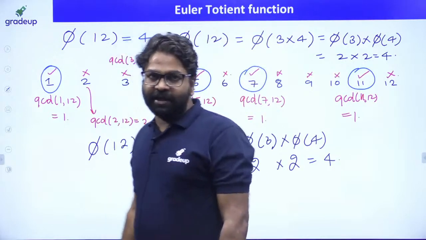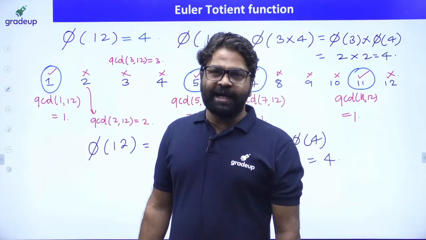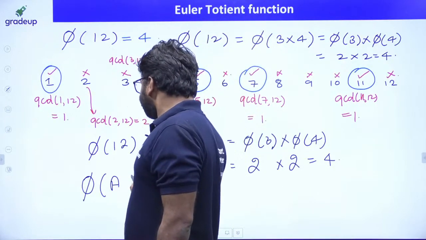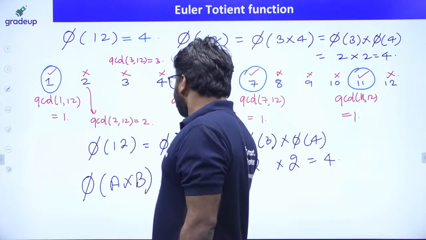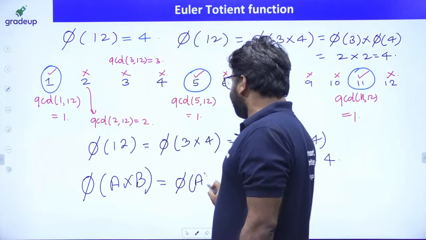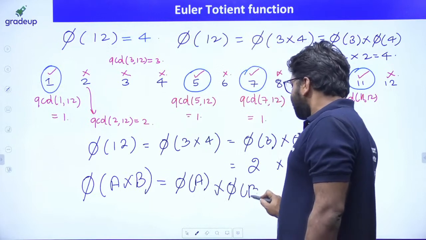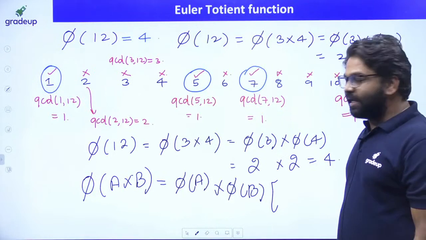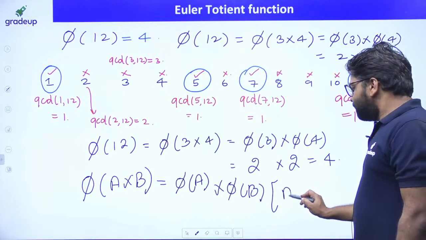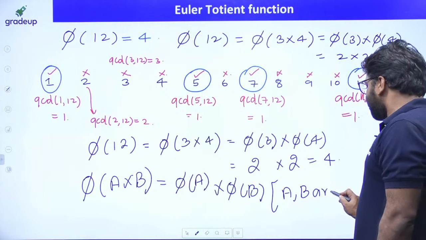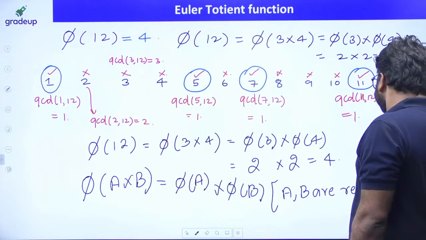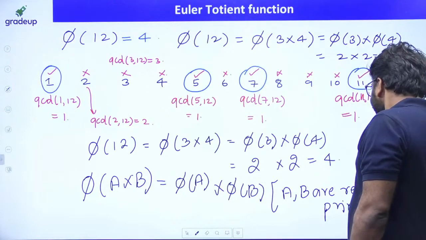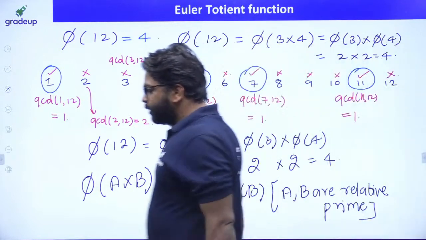Now let me tell you this particular thing. Euler totient functions are multiplicative in nature. What is the meaning of multiplicative? So here you will be having the totient function of a into b. You can also write it as totient function of a and totient function of b, where a and b should be relatively prime to each other. This is one of the important concepts that you can have with respect to the totient function. So we can say that a and b are relatively prime to each other.